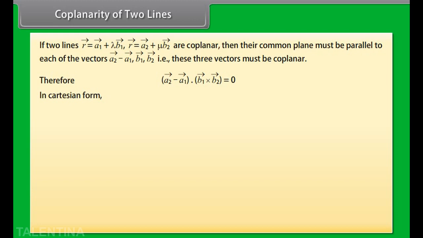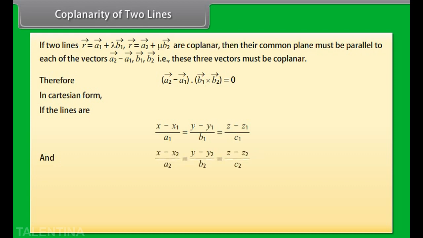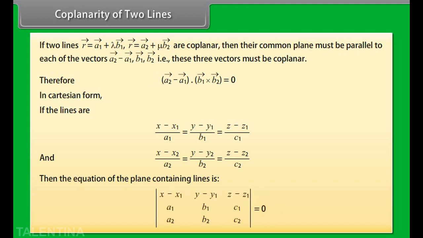In Cartesian form, if the lines are (x minus x1)/a1 equals (y minus y1)/b1 equals (z minus z1)/c1 and (x minus x2)/a2 equals (y minus y2)/b2 equals (z minus z2)/c2, then the equation of the plane containing the lines is the determinant, row-wise.